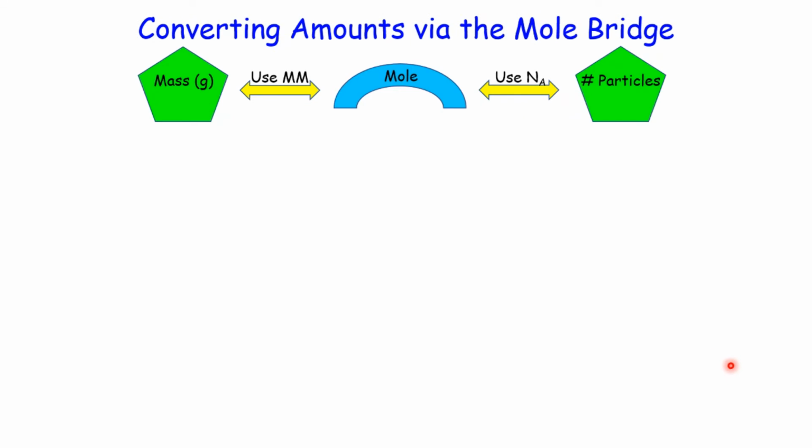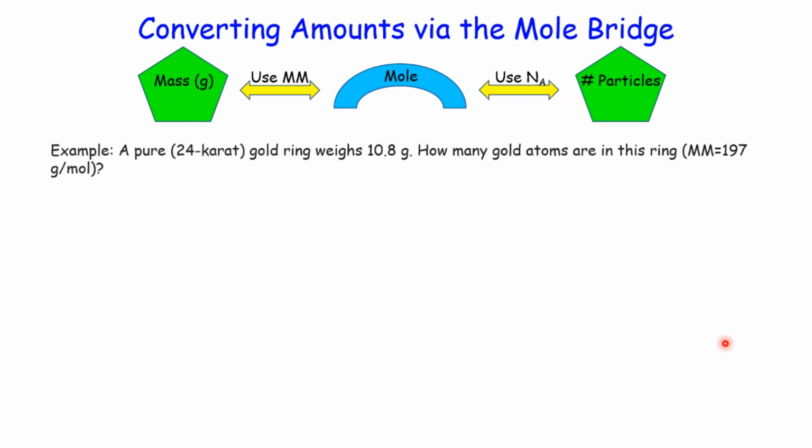Let's work on a couple more calculations. So this time we'll do the 2-step calculations. A 24K gold ring, that's actually pure 100% gold, that weighs 10.8 grams. So we know the mass. How many gold atoms are in this ring? Okay, we know mass, we need to find out the number of particles.